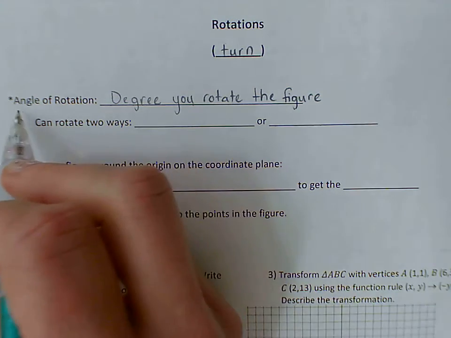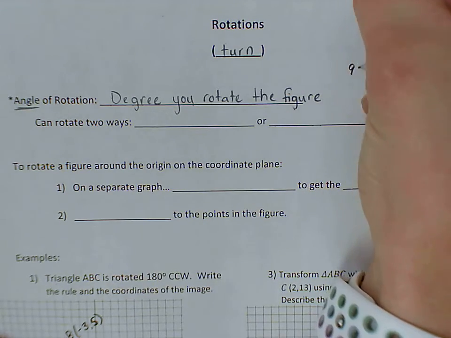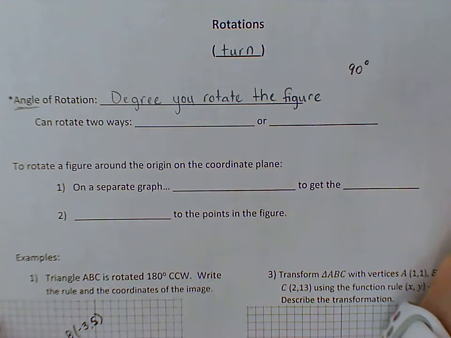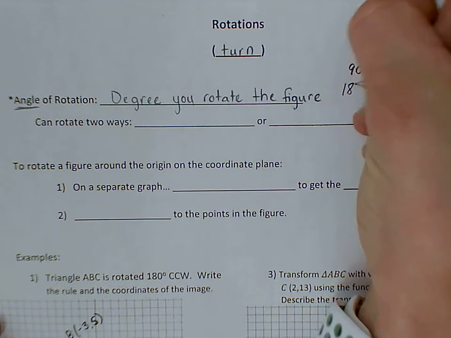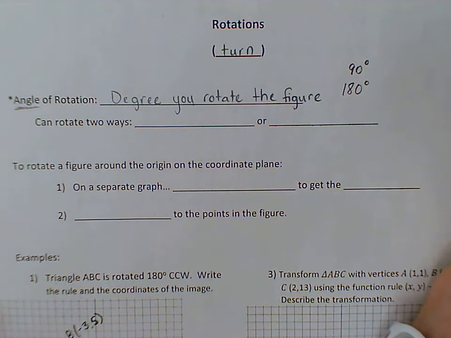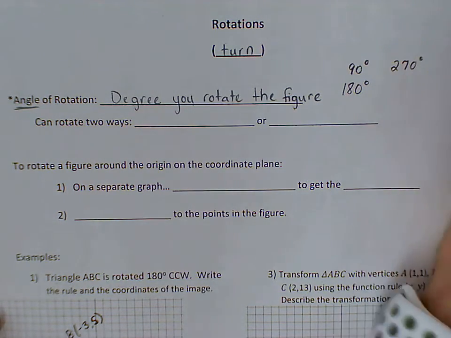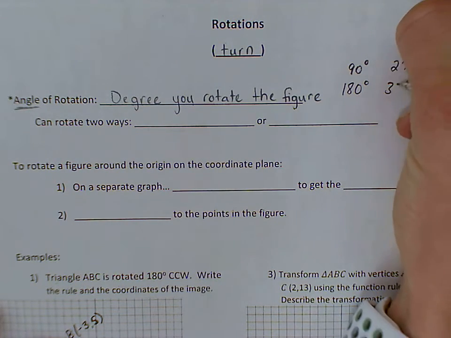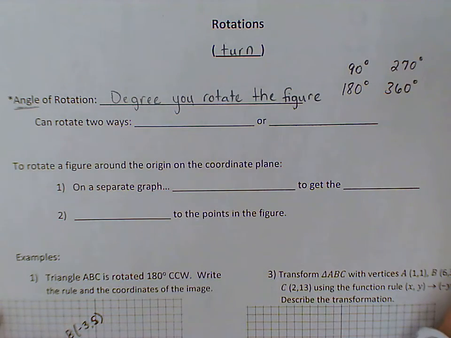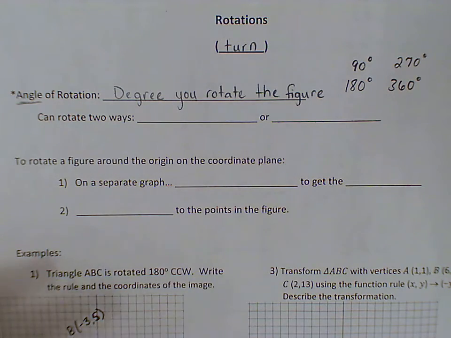So the different angles that we will be rotating things are, you can rotate something 90 degrees, which is kind of like a quarter turn. You can rotate something 180 degrees, which is kind of like a half turn. So it kind of turns the figure upside down in a way. You can rotate it 270 degrees, which is 3/4 of a turn. And then you can rotate it 360 degrees, which is all the way around. So you might hear somebody say, I did a 360. That just means that they turned all the way around, okay?